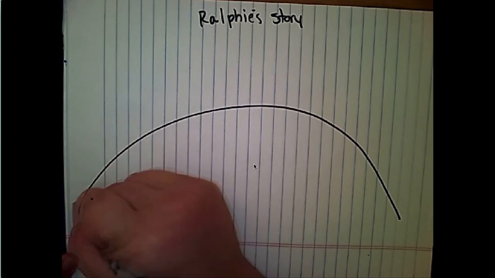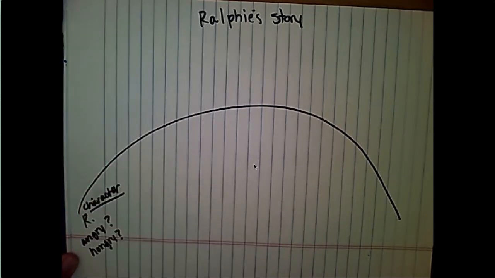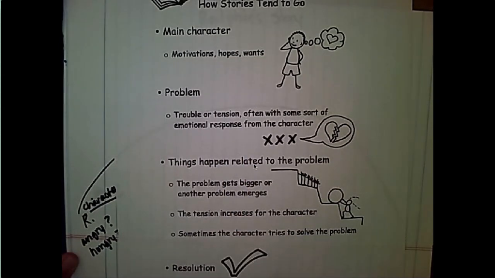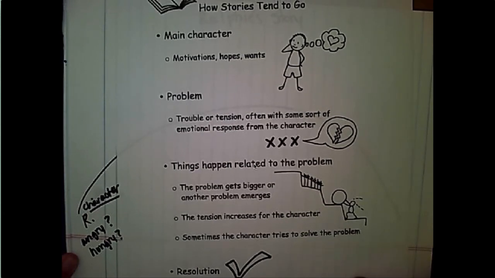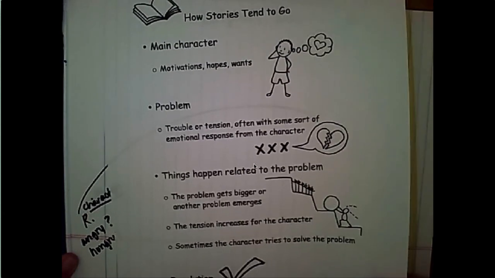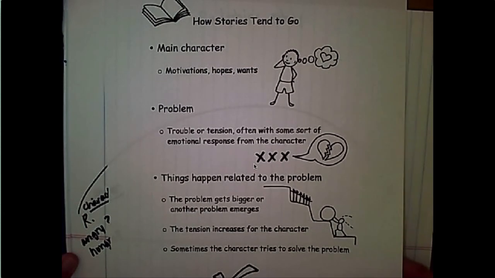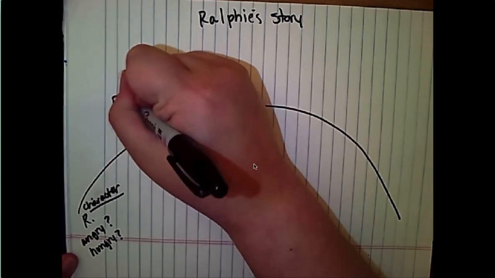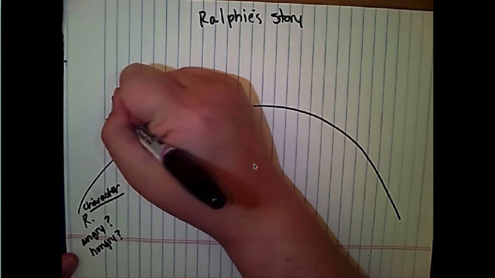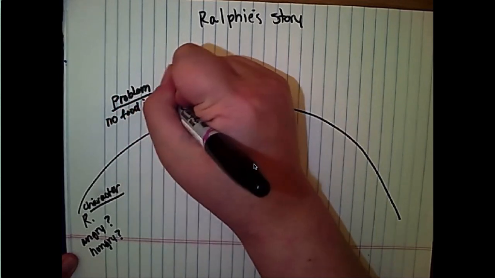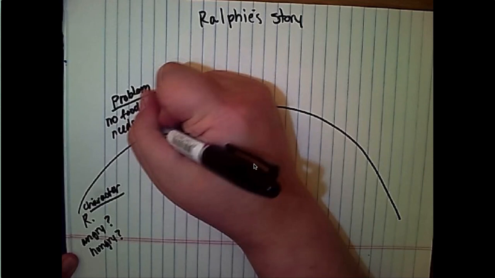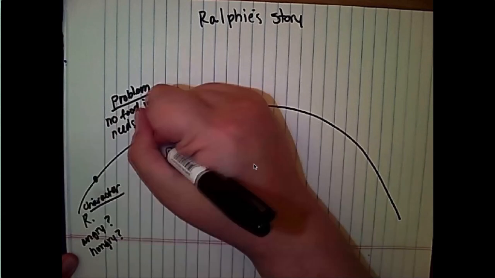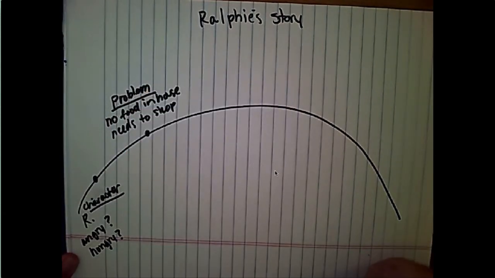We meet Ralphie. Okay. So the next thing we're going to be looking to do is to see the problem, the trouble or tension. Usually there's some kind of emotional response from the character. Well, we definitely see him have an emotional response when he realizes that there's no food and he has to go shopping. So I'm going to put that here. The problem: no food in the house. Needs to shop. All right, awesome. So that's the main problem. So I'll just put these points here on the story arc so we know where they go.